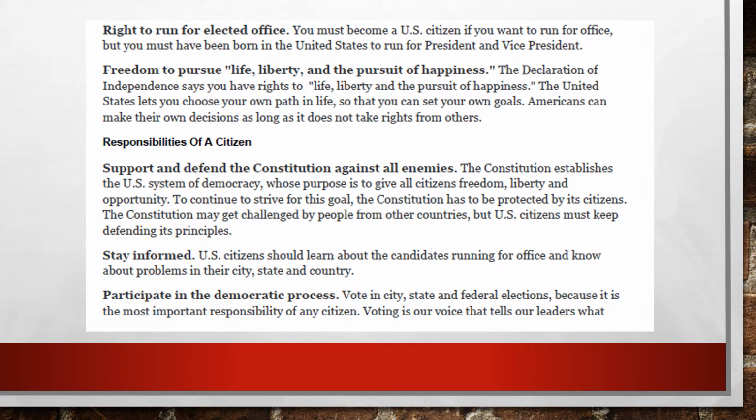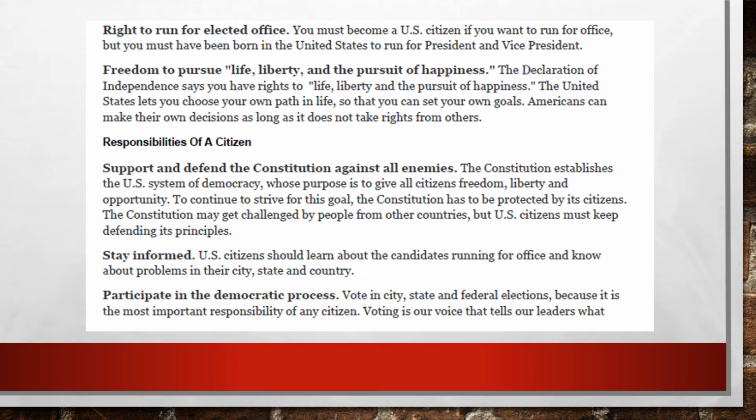Freedom to pursue life, liberty, and the pursuit of happiness. The Declaration of Independence says you have the rights to life, liberty, and the pursuit of happiness. The United States lets you choose your own path in life so that you can set your own goals. Americans can make their own decisions as long as it does not take rights away from others.